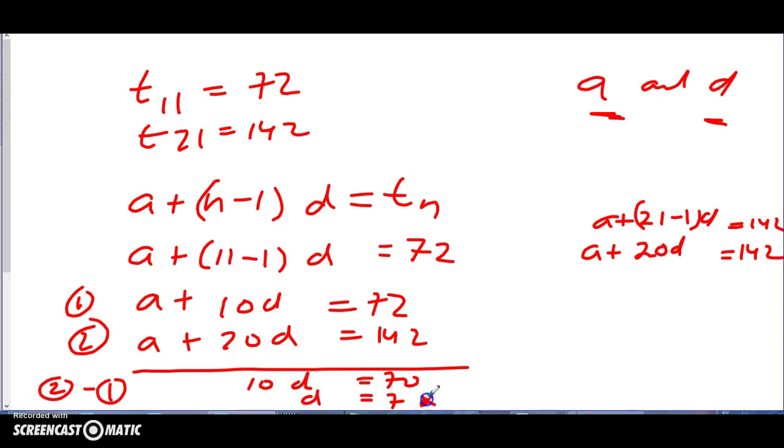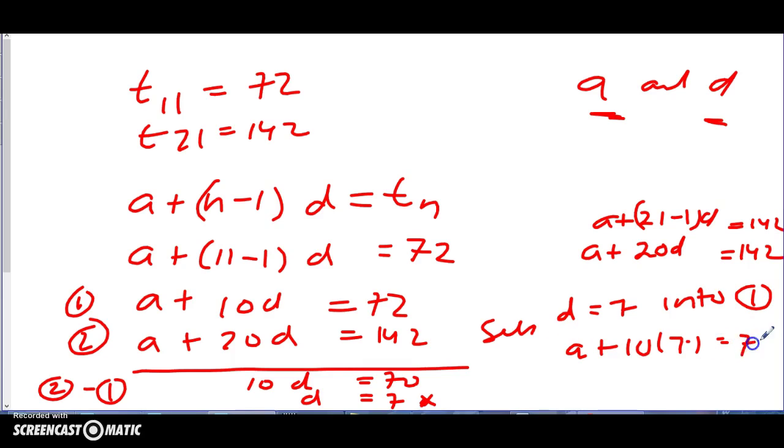Once I know that, I'm going to sub D is equal to 7 into one of my equations. I'll just do it into equation 1 to find out what A is. That's A plus 10 times 7 is equal to 72. That's A plus 70 is equal to 72. A is equal to 2. So I have A is equal to 2, D is equal to 7, and I'm all done.